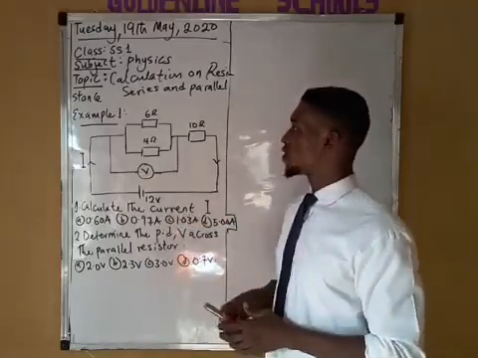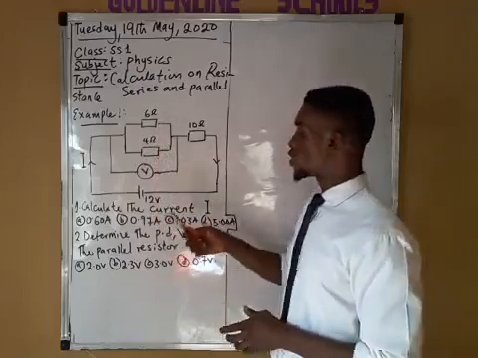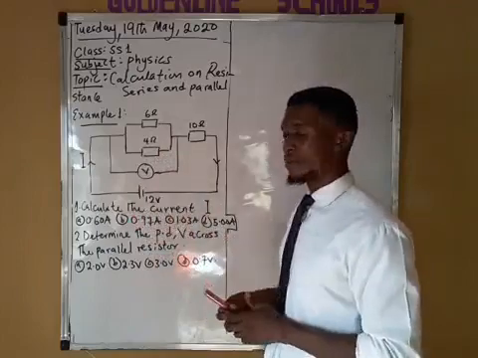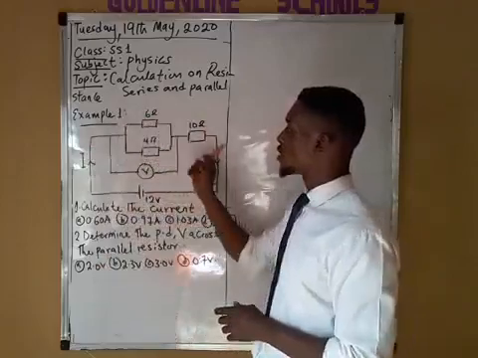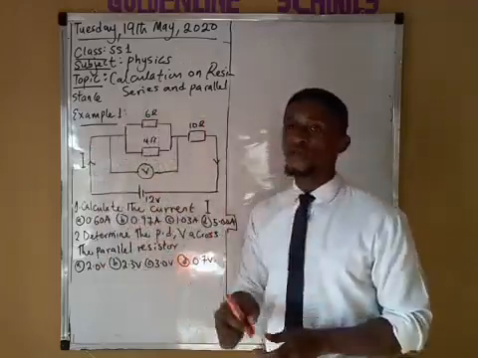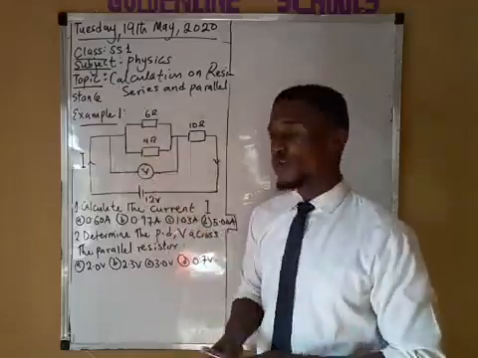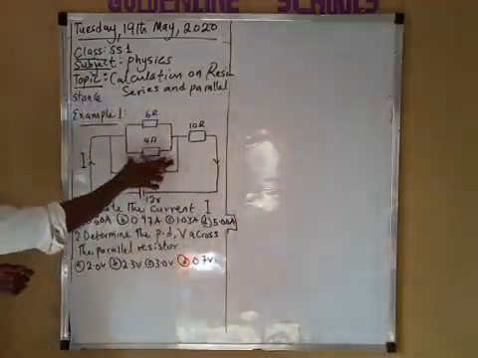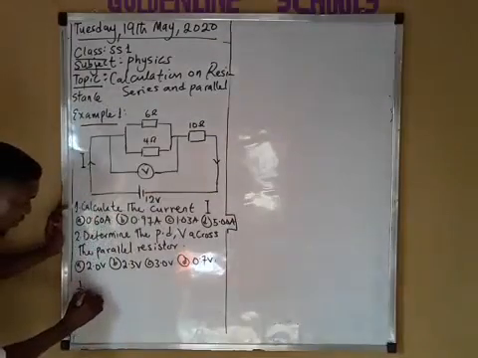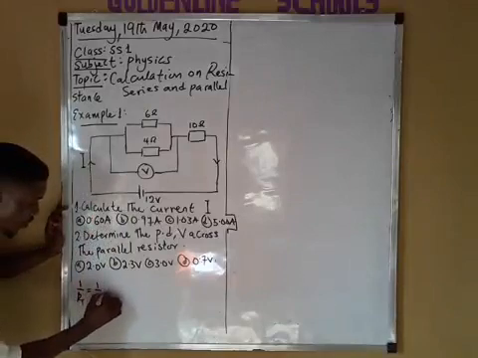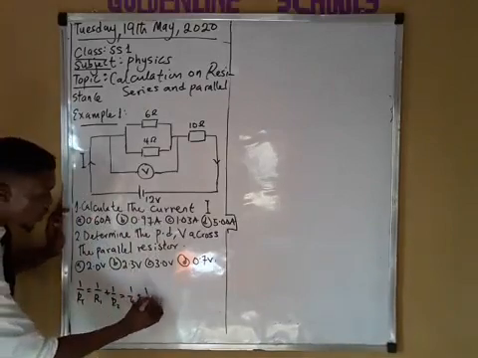Now, if you look at what I have on the board, I have two resistors in parallel connected to a resistor in series. Now, the question says, calculate the current I in the circuit. This is the current that flows throughout the circuit. For us to calculate it, the first thing you have to do is calculate the effective resistance in the circuit, starting from the resistors in parallel. You have 1 over R_T is equal to 1 over R1 plus 1 over R2, so 1 over R_T equals 1 over 4 plus 1 over 6.